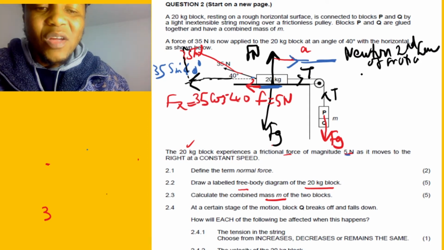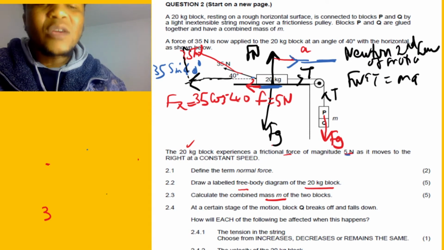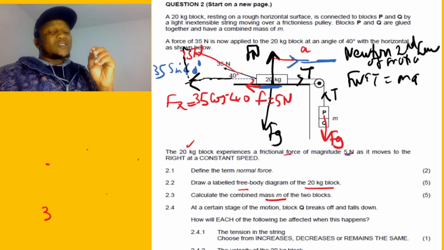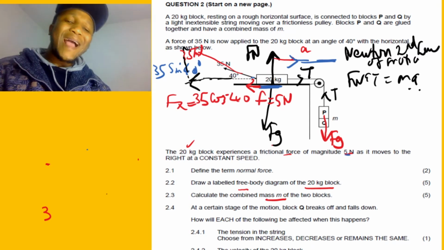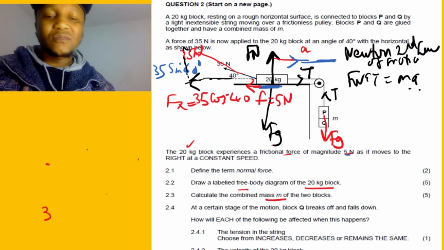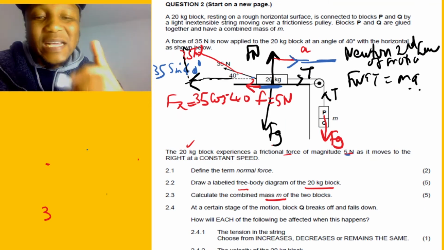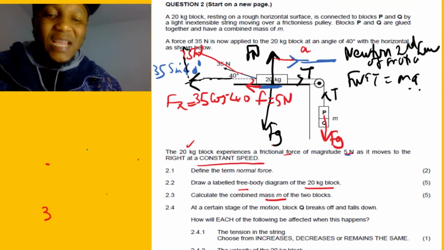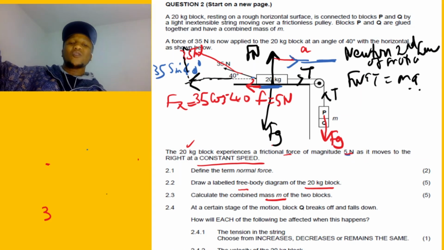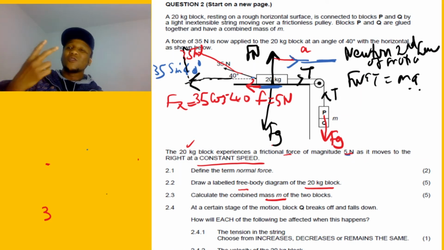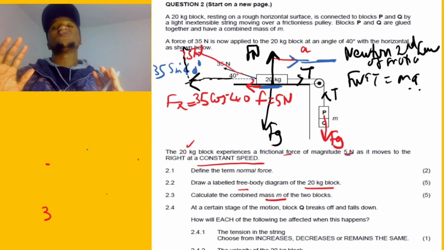So how are we going to get that? We say, okay, F net, the net force or resultant force, equals mass times acceleration. But what happened? Acceleration is going to be equal to 0. Why? Because of the constant speed. Whenever you have a constant, steady velocity which does not change, it means there is no acceleration.